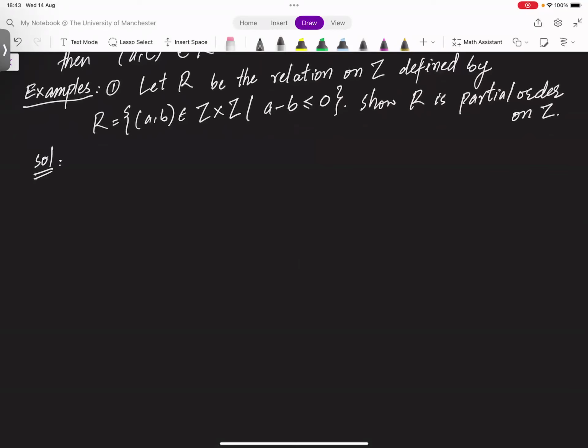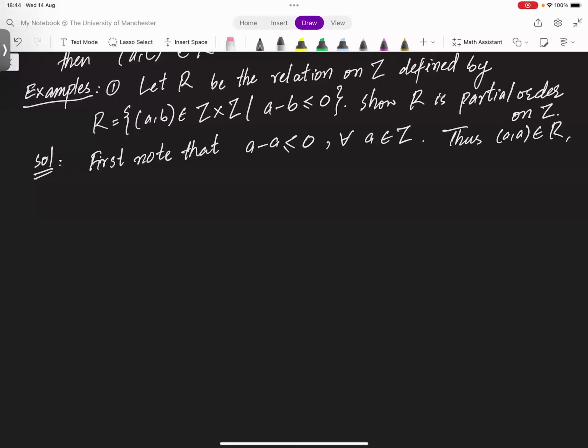Now, first we know that a minus a is less than or equal to 0 for all a in Z. Thus, (a, a) is in R for all a in Z. So R is reflexive.